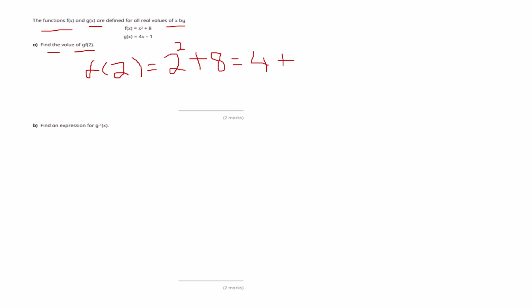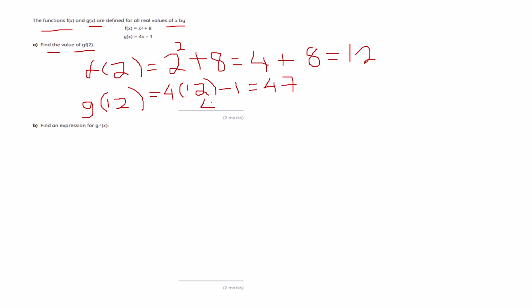Okay, I'm now going to have g of 12. So I'm going to plug in 12 for x in g of x. So g of 12 is equal to 4 lots of 12, subtract 1. So 4 times 12 is going to be 48. 48 minus 1 is going to be 47. So gf of 2 is 47.